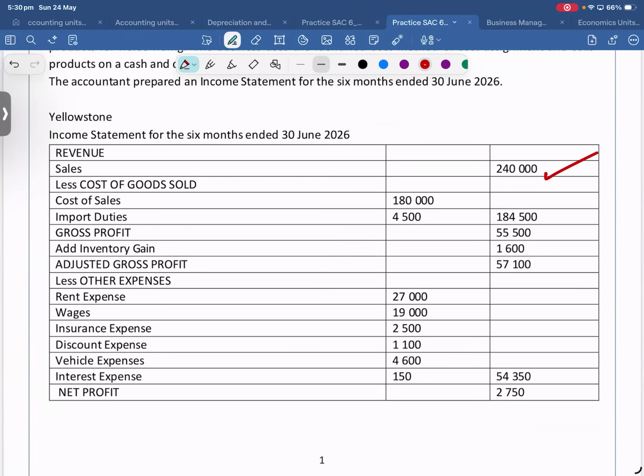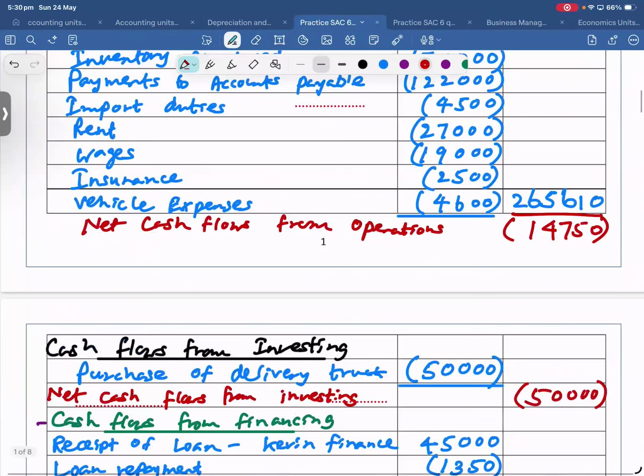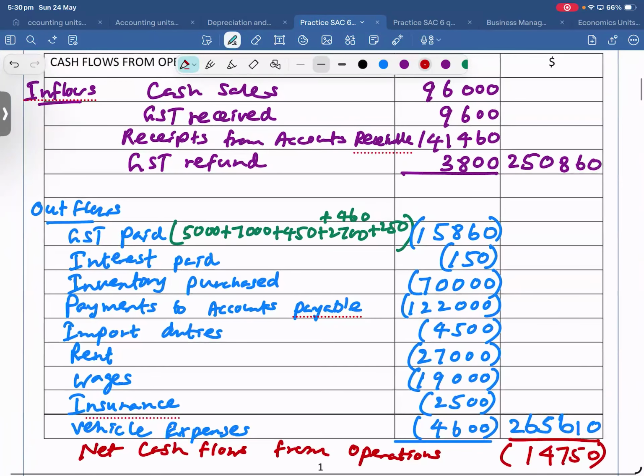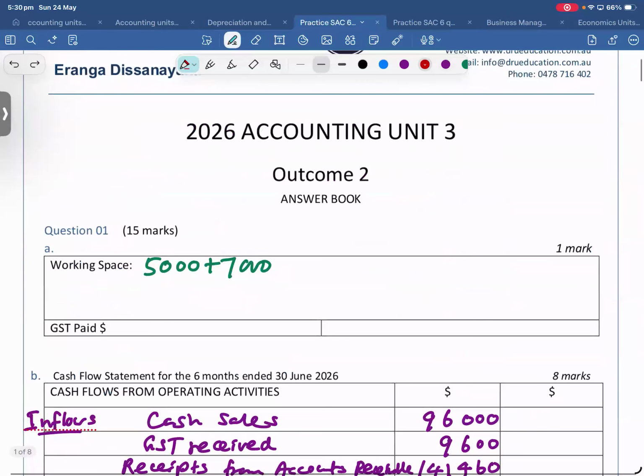Import duties? No. Then we'll go and record. What is it? Operating outflow. Is there GST? Yes. So go and record operating outflow, import duties, 4,500. Right? 4,500. Then you have GST. So then plus 450.